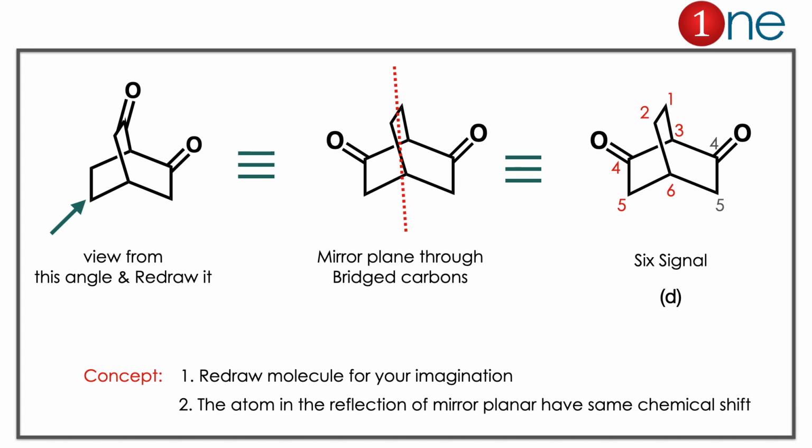Here the structure is given in the plain form. We can redraw it nicely for our easy understanding. You have to view it from the other angle. The viewing angle is given as the arrow. So if we redraw it, you will get it very nicely.